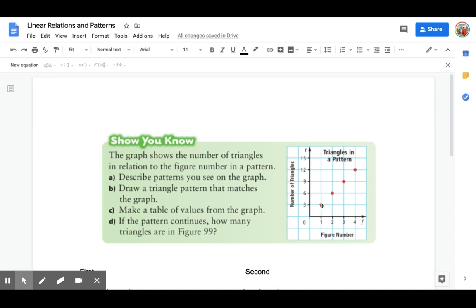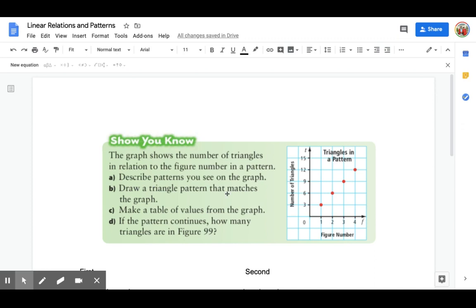One pattern that I notice on this graph is that every time we increase the figure number by 1, we end up with 3 more triangles. So 1 more figure number, 3 more triangles. 1 more figure number, 3 more triangles. So there's this constant pattern here that forms this relation.